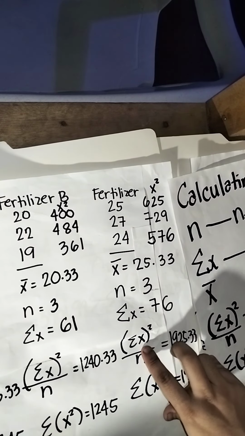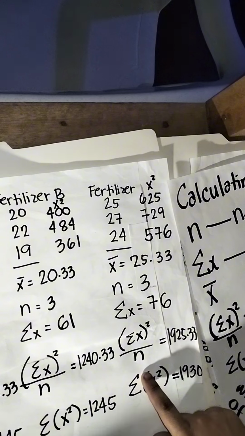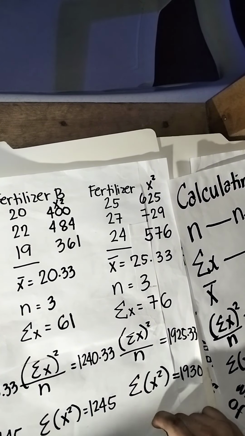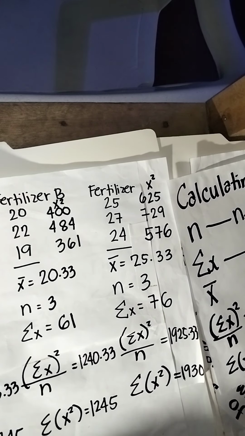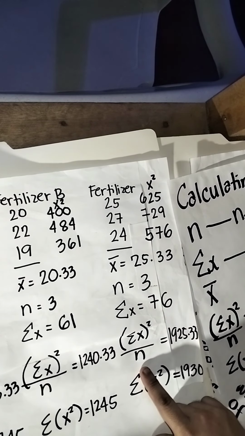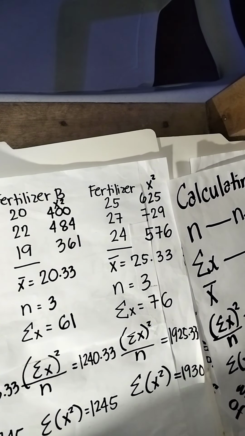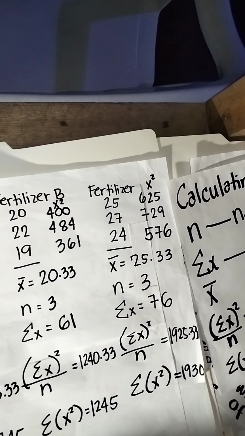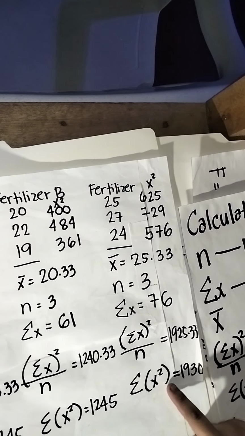Okay, now we get the summation of x raised to the power of 2 divided by n. In our case, what is our summation of x? Our summation of x is 76 raised to the power of 2 divided by n. Okay, what is our n in the data set? It's 3, right? So the summation of x raised to the power of 2 divided by n is equal to 1,925.33.